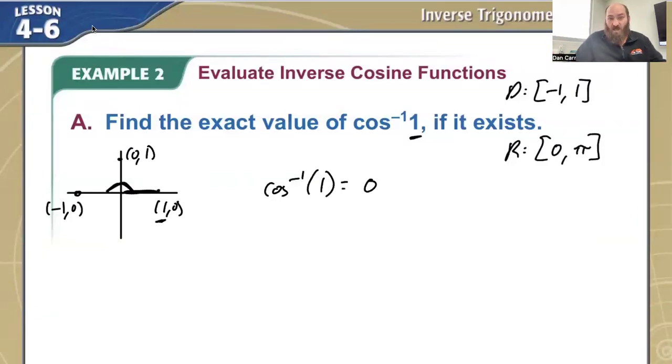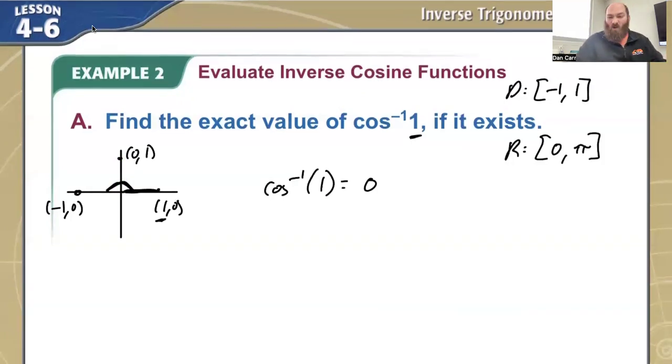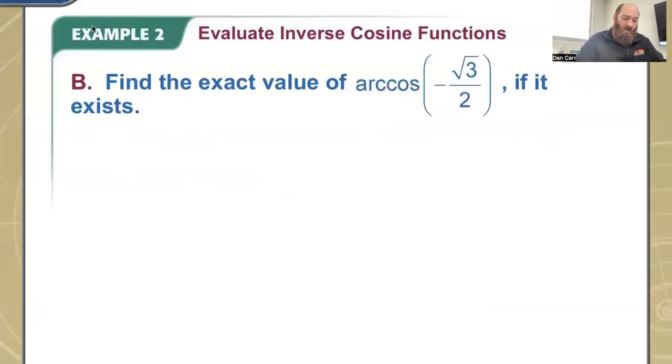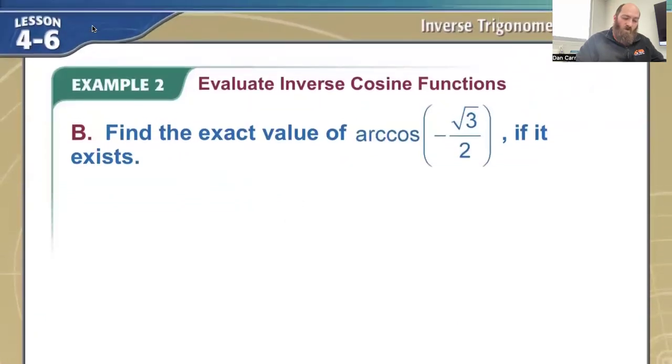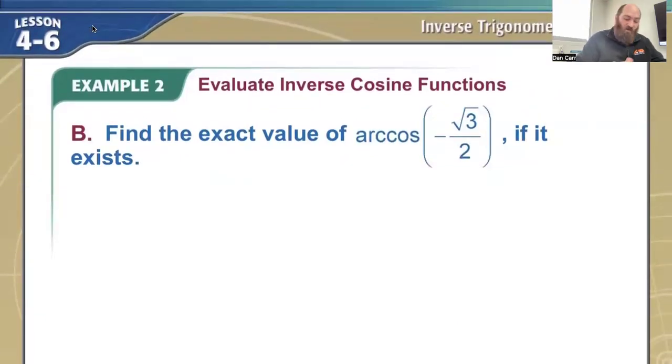If it was inverse cosine of 0, for example, that would be at this position. So inverse cosine of 0 would actually be pi over 2, because that's the position right here. Okay, so that's what would fall under that one. So that's our quadrantal angles that give a little bit of a trickiness to it. Arc cosine of negative root 3 over 2. So don't forget, arc cosine is the same thing as saying inverse cosine.